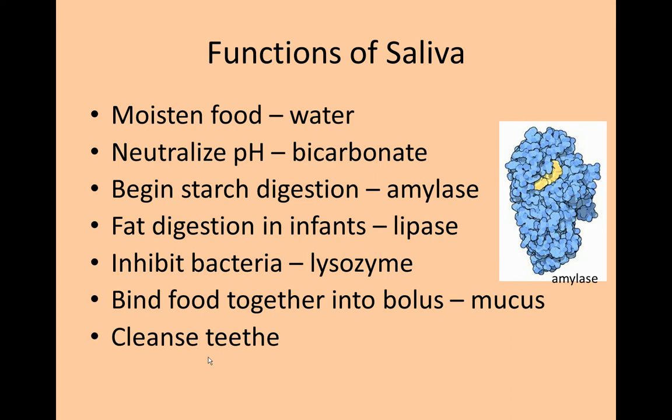So I've already alluded to many of the functions of saliva, but let's be more explicit. Saliva is all about moistening food with water, neutralizing pH using a buffer called bicarbonate. By the way, that same buffer is also in your blood and neutralizes pH in your blood. We begin starch digestion using the enzyme called amylase. In infants and in some adults, we do fat digestion right there in the mouth with an enzyme called lipase.